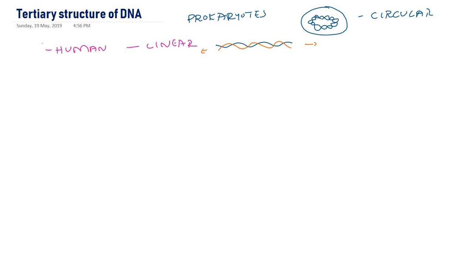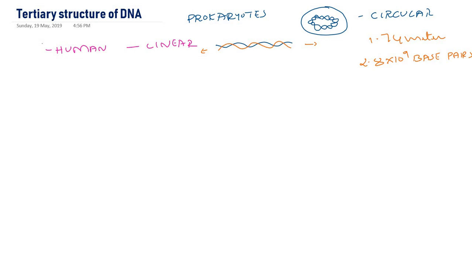If you extend a single DNA, the length would be 1.74 meters. But it is highly coiled, a tertiary structure, so it is compact and placed inside the nucleus. In one human haploid cell, the number of base pairs is 2.8 into 10 to the power of 9. Imagine how many base pairs there are.